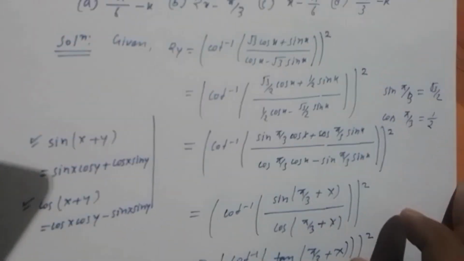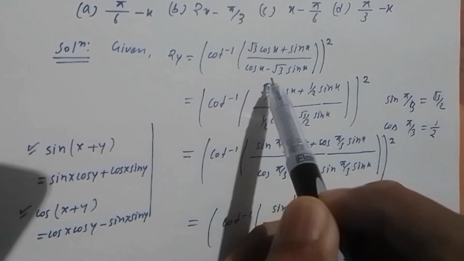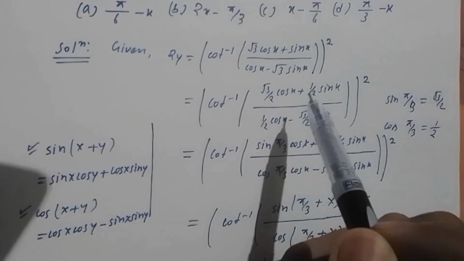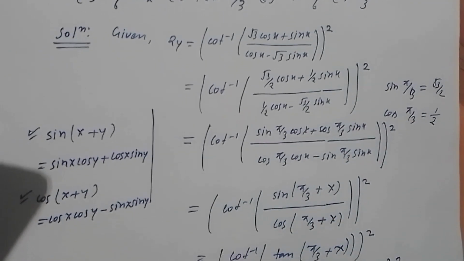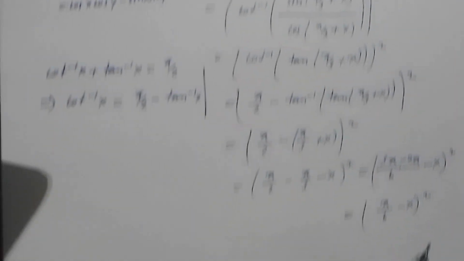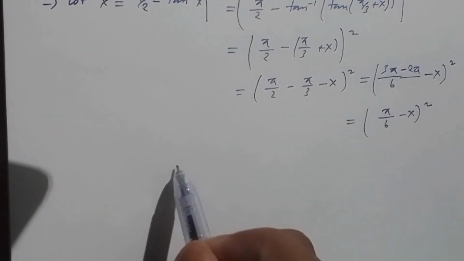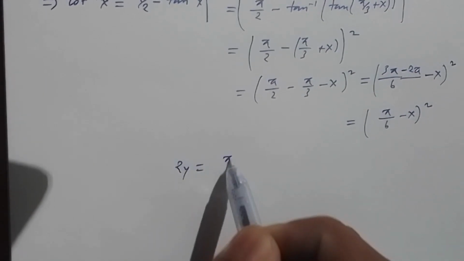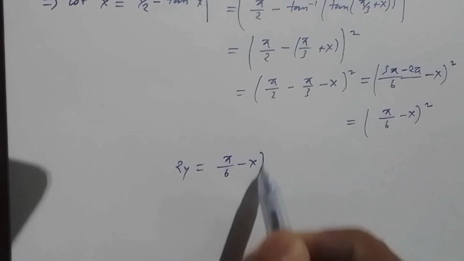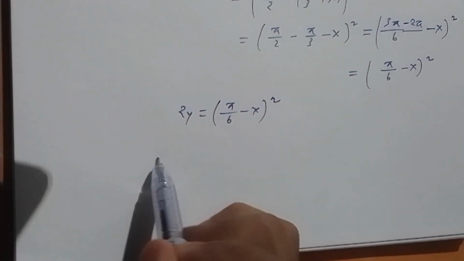This 2y is equal to cot inverse of ((root 3 cos x plus sin x) divided by (cos x minus root 3 sin x)) whole square. So now we can differentiate easily. Let's differentiate this function. Now we have 2y is equal to (pi by 6 minus x) whole square. Now we can differentiate this.